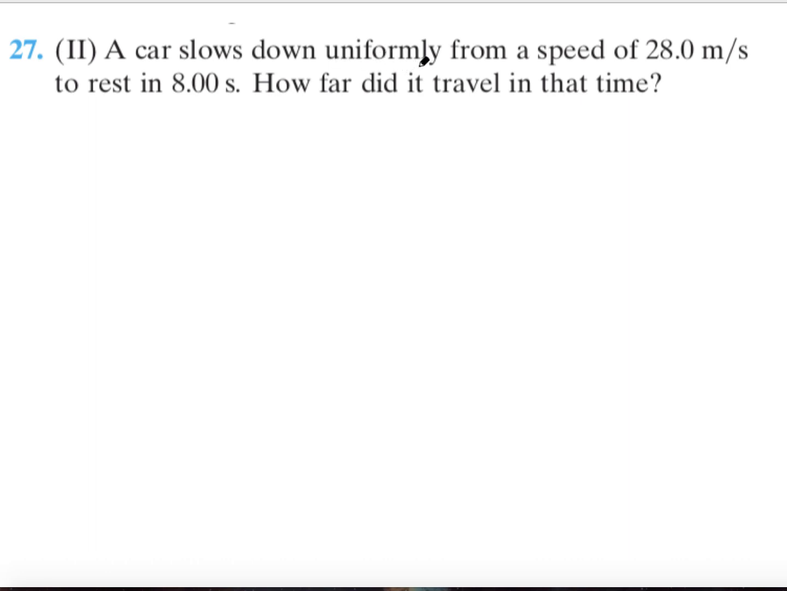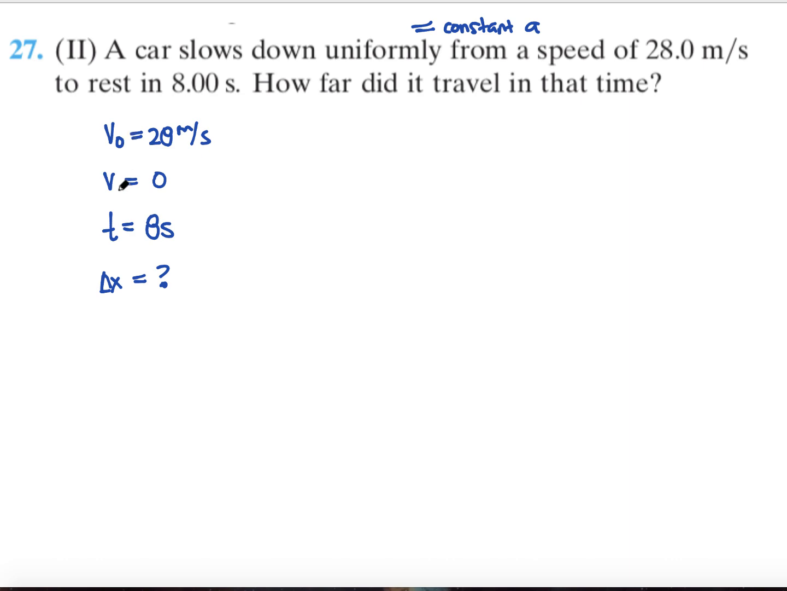For question 27, it says a car slows down uniformly. So uniformly is just a fancy word for saying constant acceleration from a speed of 28 meters per second to rest. So that means my initial speed is 28 meters per second, and my final speed is 0, right? That's rest, in 8 seconds. So the time that elapses is 8 seconds. How far did it travel? So I'm looking for delta x.